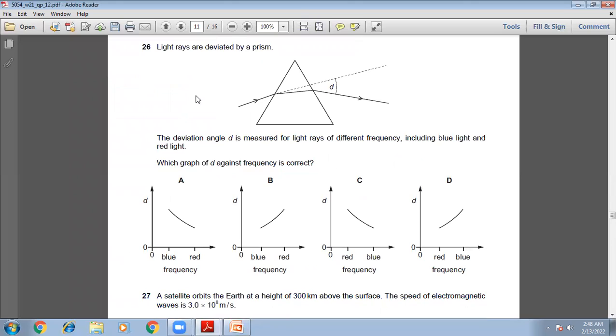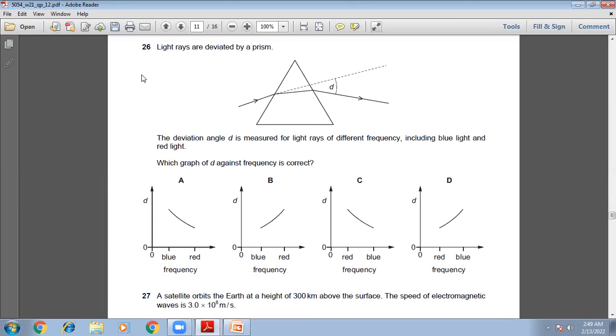So light rays are deviated by a prism. The light enters here, it's deviated from its original track. When it comes out, it's further deviated. The deviation angle D is measured for light rays of different frequency, including blue light and red light. Which graph of D against the frequency is correct? You know, the frequency of the blue color is more as compared to the frequency of the red color. So the blue one has more frequency, and it deviates also more.